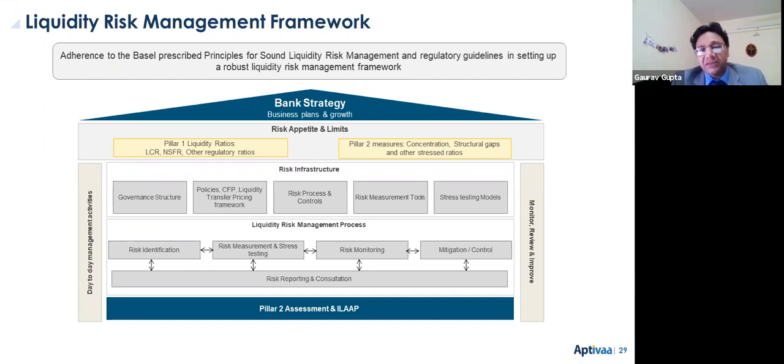For example, if there is any breach in the limit or something is coming nearer to breach, what should be the steps, where should it be highlighted. So all this comes under the risk governance or risk infrastructure aspects.